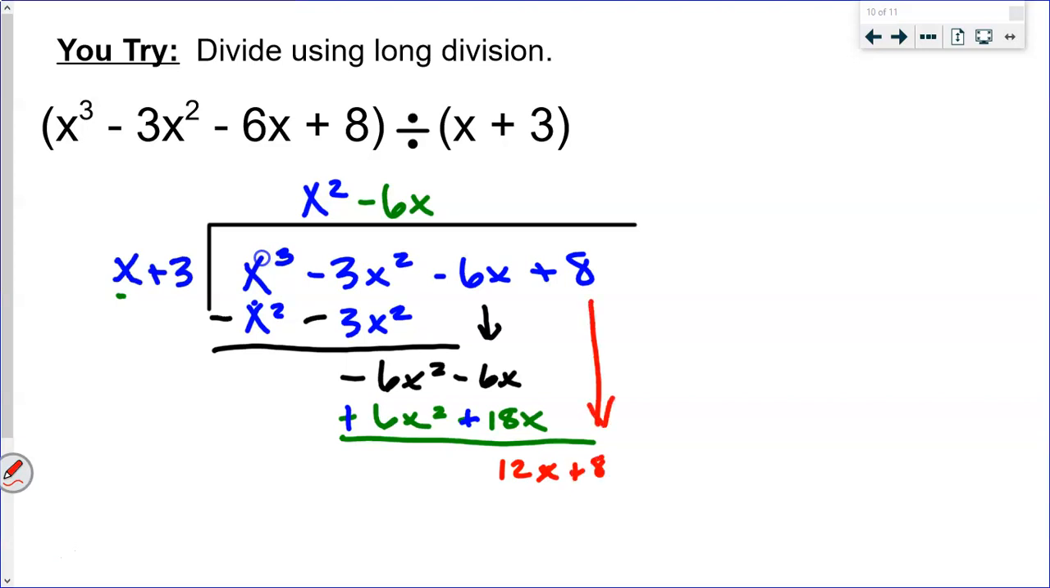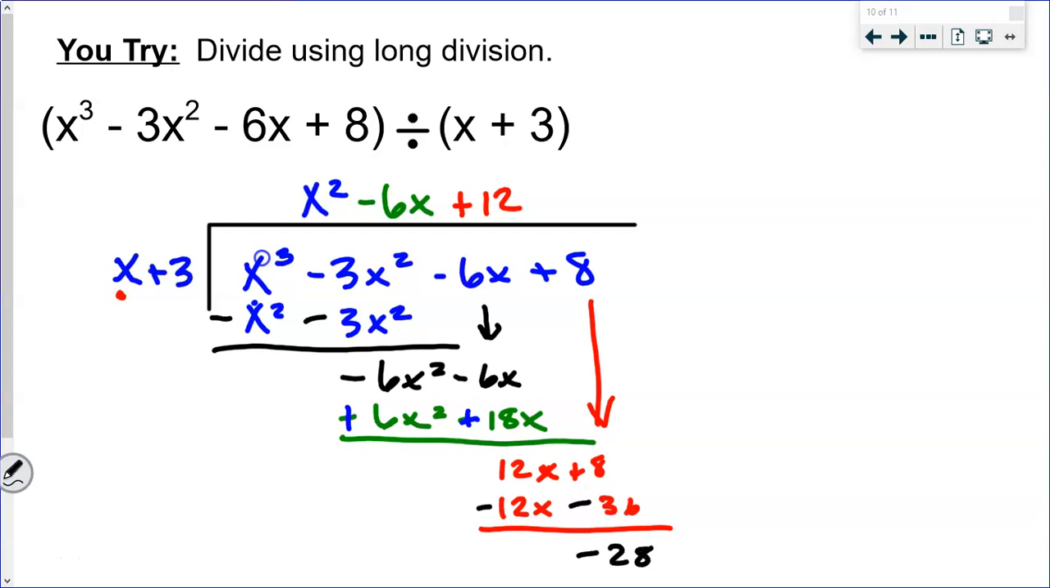So that's plus 8. So what do I have to multiply by this x to get 12x? Plus 12, right? So that's going to give me 12x, and then I got 12 times 3, which is plus 36. Recalling again that we're going to subtract that whole term. So that becomes a minus, and this becomes a minus. So 8 minus 36 is, what is that, negative 28.